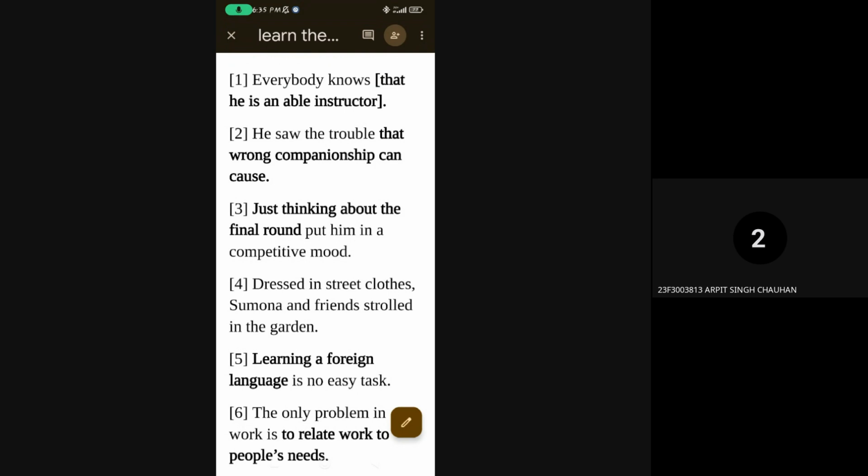All right. Now, this third one is a different kind of clause. Let me see if you're able to identify that. Just thinking about the final round put him in a competitive mood. Not a different one, something that we already discussed. If you had followed that discussion, you should be able to answer. Just thinking about the final round put him in a competitive mood.